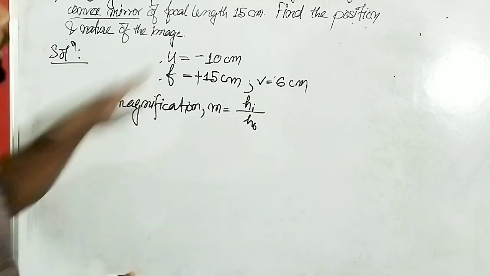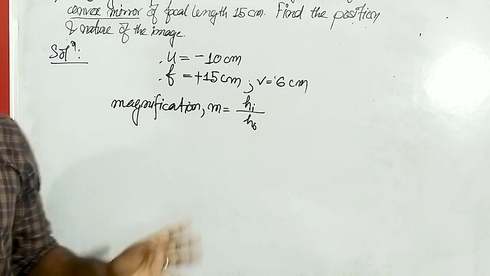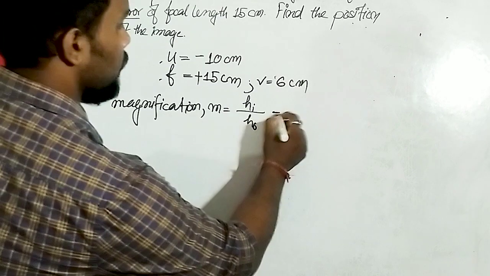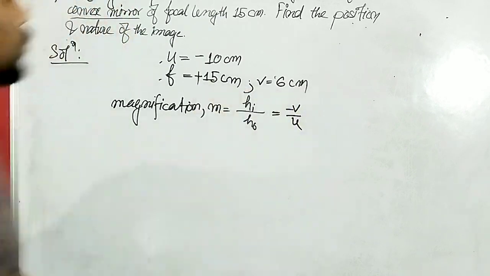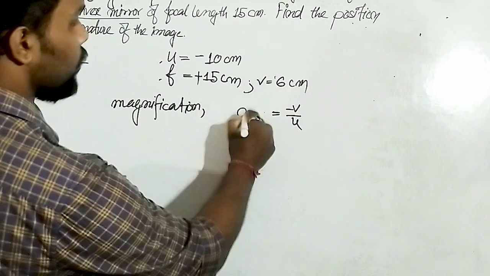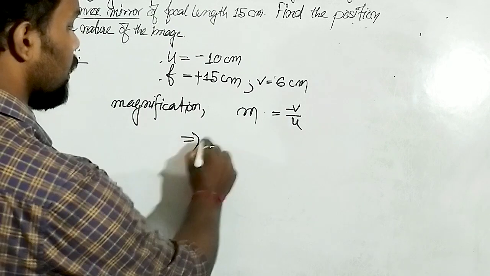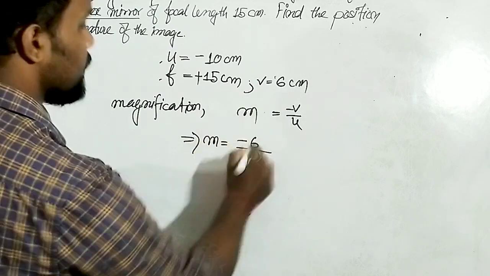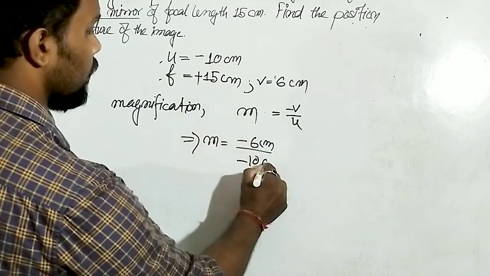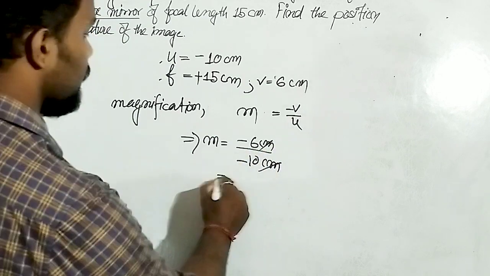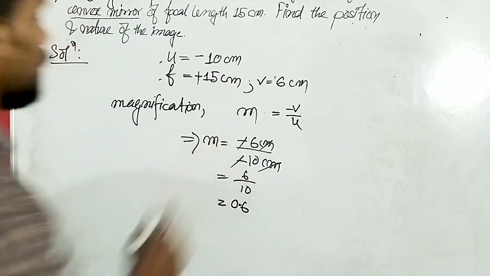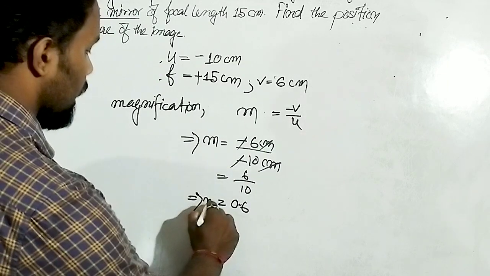But is any height given? No, right? So what will you do? Just one more formula. That formula is nothing but minus V by U. So we will consider this part, and I will erase this thing. That means we will write magnification M equal to minus V by U. Now put the values. M equal to minus V. How much did we get? Minus 6, right? Centimeter you can write. U is given as minus 10 centimeter. Centimeter will cancel out. Minus will cancel out. Here will be 6 by 10. If you write in decimal, that is 0.6. We have got magnification M as 0.6.